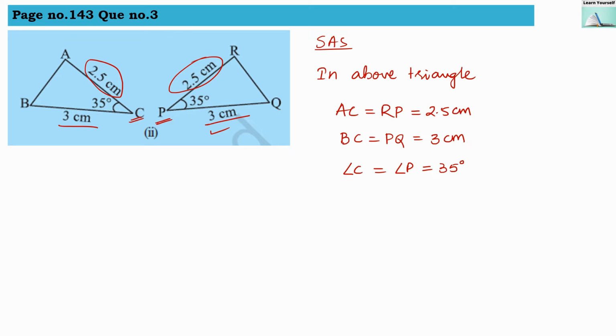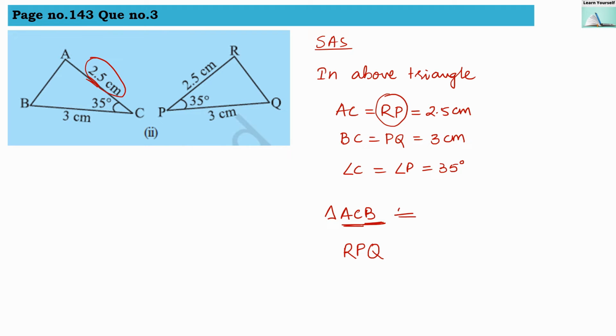Now how are we going to write the name? So triangle ACB. First I am taking the side which has a measure of 2.5 centimeter. So AC is corresponding to which side here? It is corresponding to RP, so I am going to write here RP. Now the next side is CB. CB is corresponding to PQ. P is already here, so I am going to write here Q. So RPQ will be the name of our triangle.